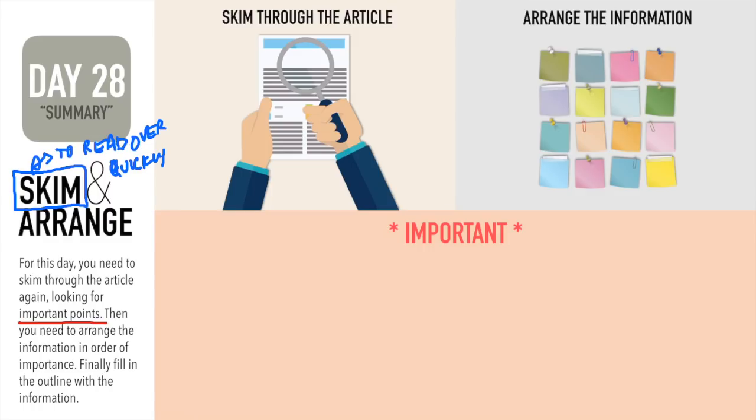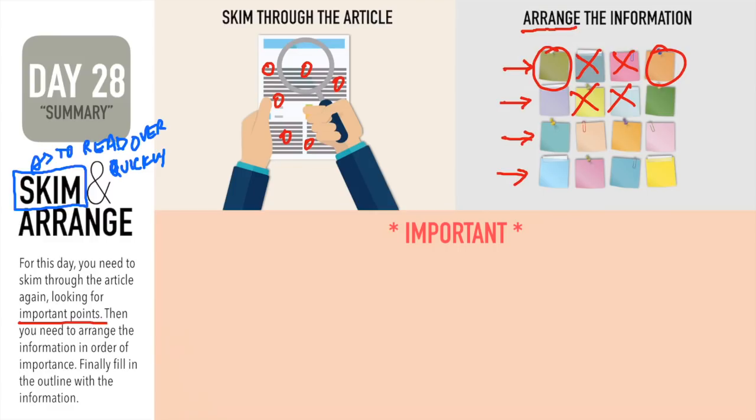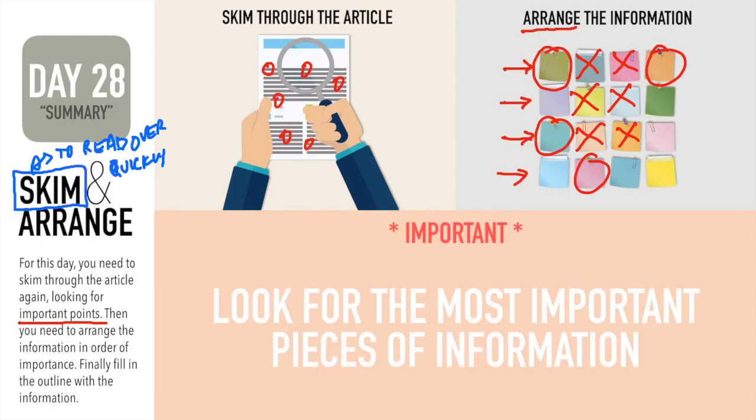Now, arranging the information. There are going to be lots of points in the article that seem to be important, but you need to arrange them in their order of importance, and you need to find out which ones to keep and which ones to eliminate, okay? This is why this step is so important, all right? Okay, so look for the most important pieces of information. Don't forget that. So here's an example for the summary outline.